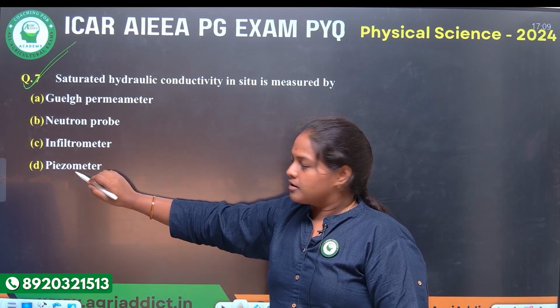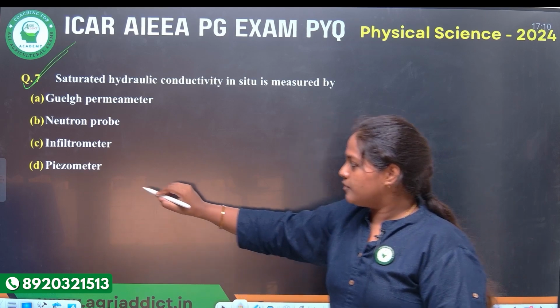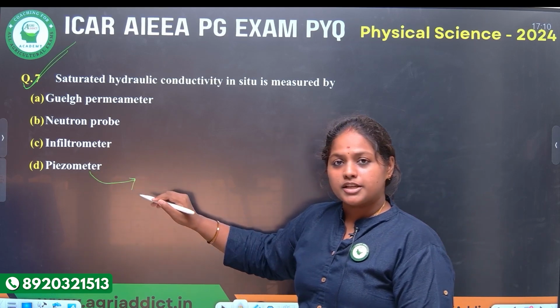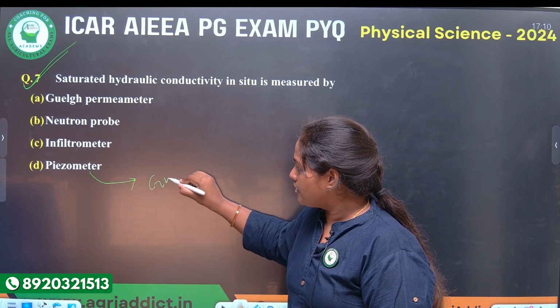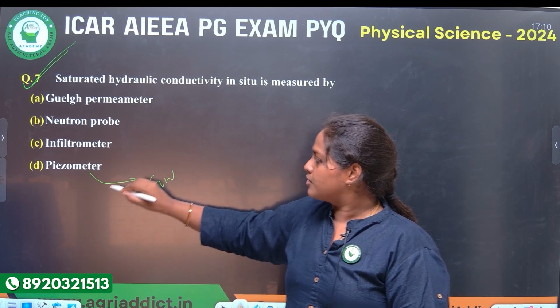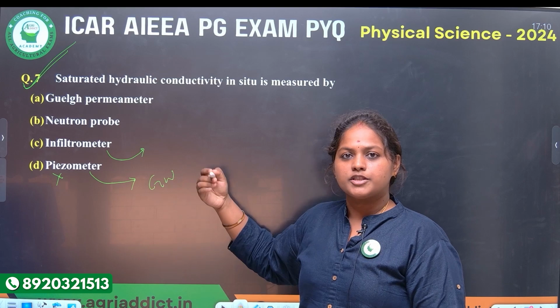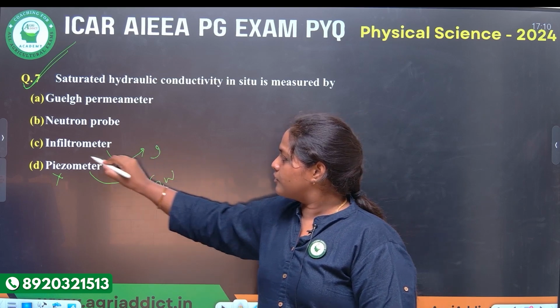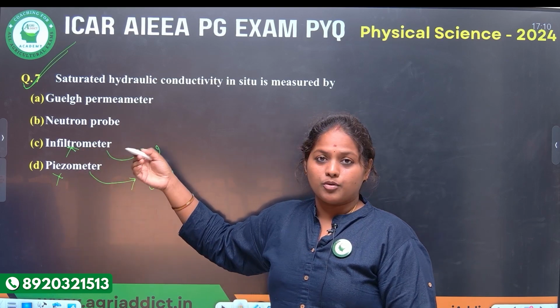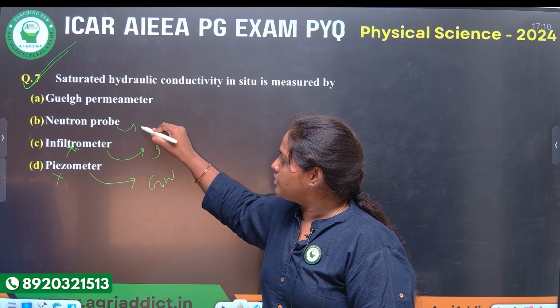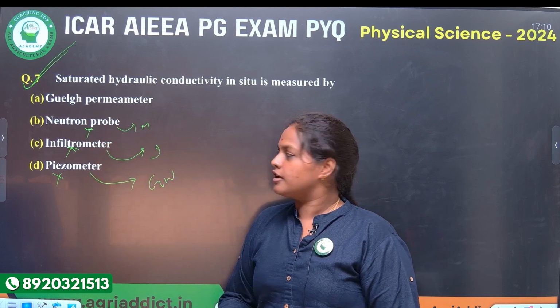See, let us start with the piezometer. Piezometer, we know, is for measuring groundwater potential or groundwater pressure. So eliminate it here. Then go for the infiltrometer. It is for measuring infiltration, right? So we can eliminate it. Neutron probe. It is for soil moisture. So eliminate it. What is remaining here?